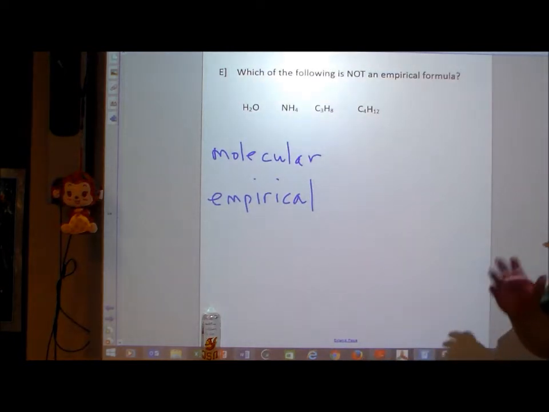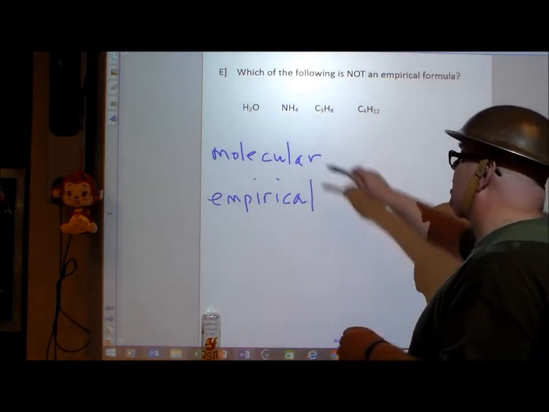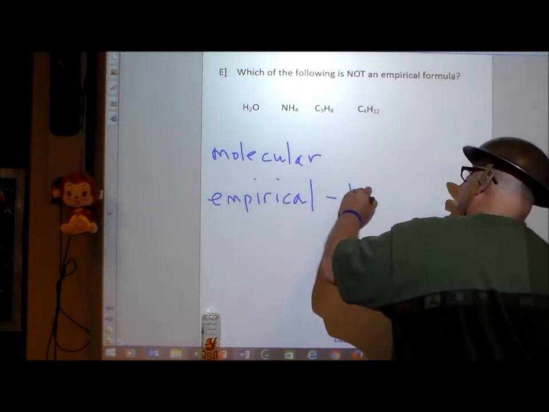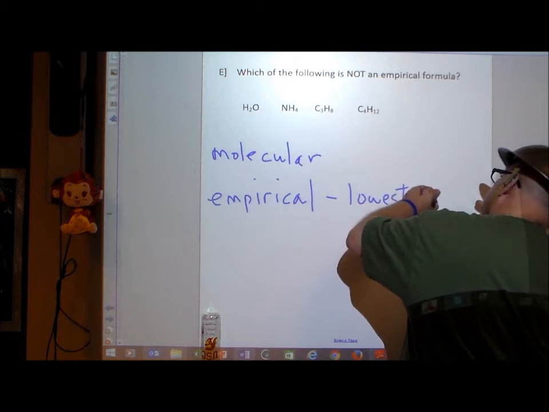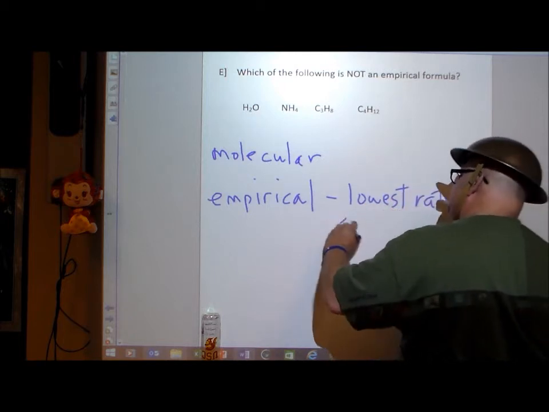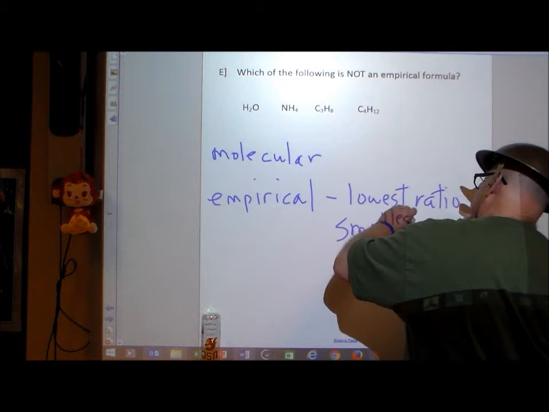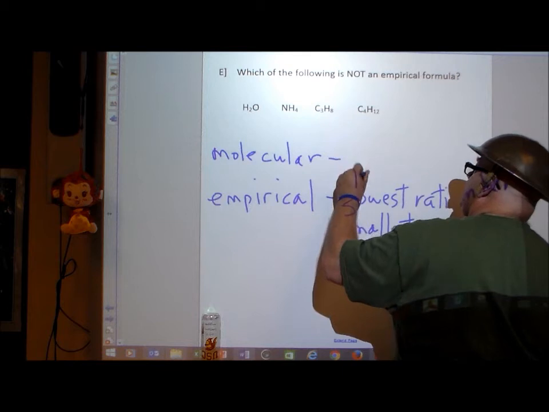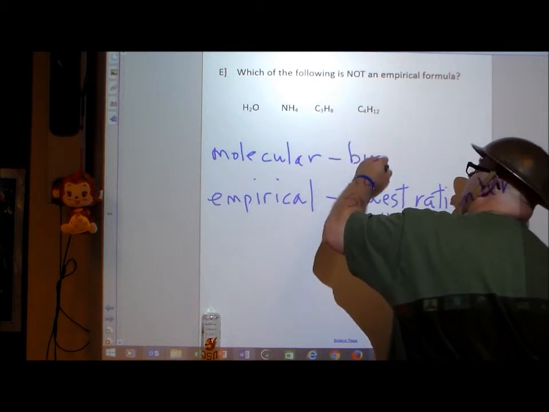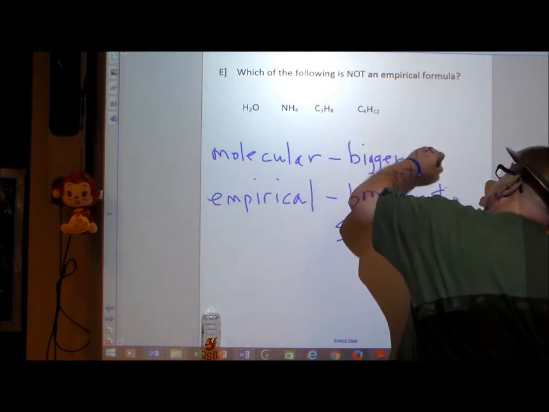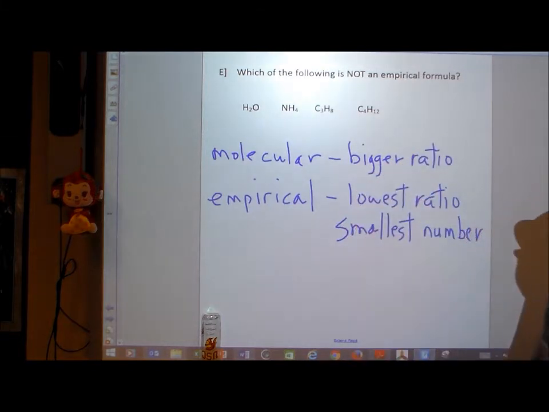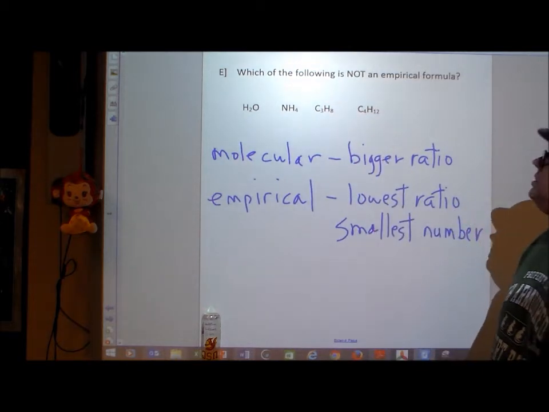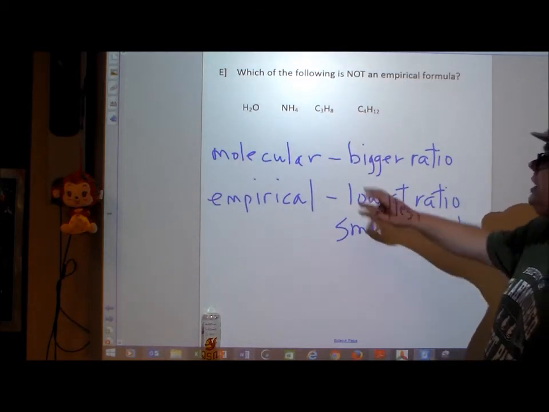So when you're looking at empirical versus molecular, ladies and gentlemen, there is definitely a difference here. Okay, empirical: lowest ratio, smallest number. Here, it's a bigger ratio. In other words, with molecular, you should be able to take the numbers and divide them out further. So let's look at H2O.